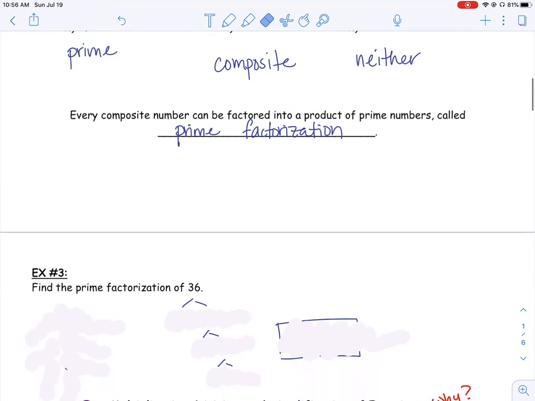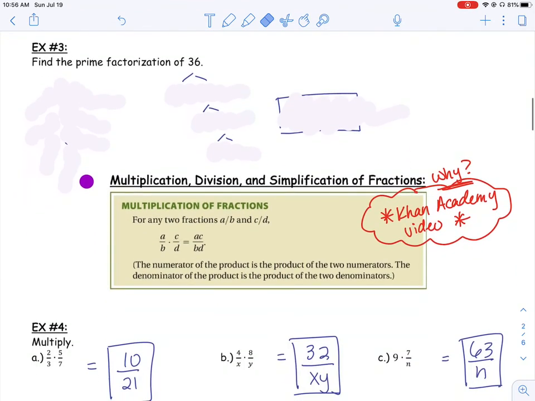Okay, let's practice one of those. In example number 3, it says find the prime factorization of 36. There's lots of different factors of 36, right? 1 and 36, 6 and 6, lots of factors of 36. But what we want to do, instead of writing down all of the different factors, is factor it into just the prime factors, prime numbers that multiply to give us 36.